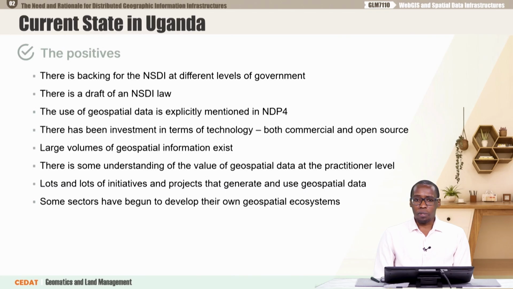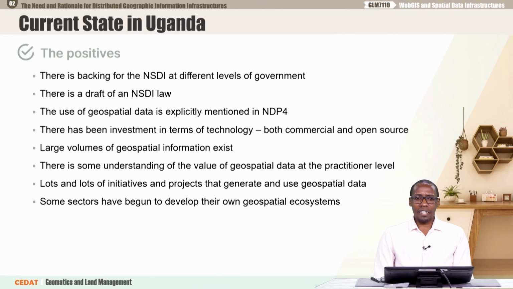Currently, many institutions also have invested in technology, both commercial and open source. So you'll find people using ArcGIS, people using Quantum GIS. There are large volumes of geospatial information that exist in different institutions. The only challenge is how to access that information and also discover that it exists.